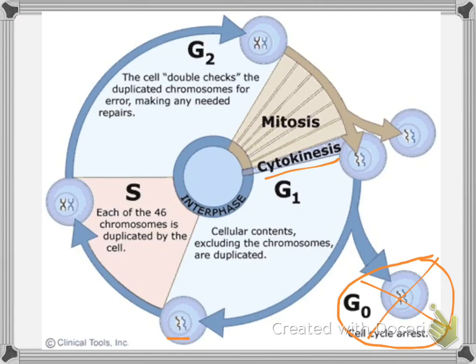You can see here the cell with the chromosomes. The DNA doubles. That's why there's 2 sides to the chromosomes. The cell double checks the duplicated chromosomes for errors, makes any needed repairs before it goes into the full division process, and at the end we get 2 cells that look identical to the original cell. So if you look at the original cell and you look at these 2 new cells, they look identical.